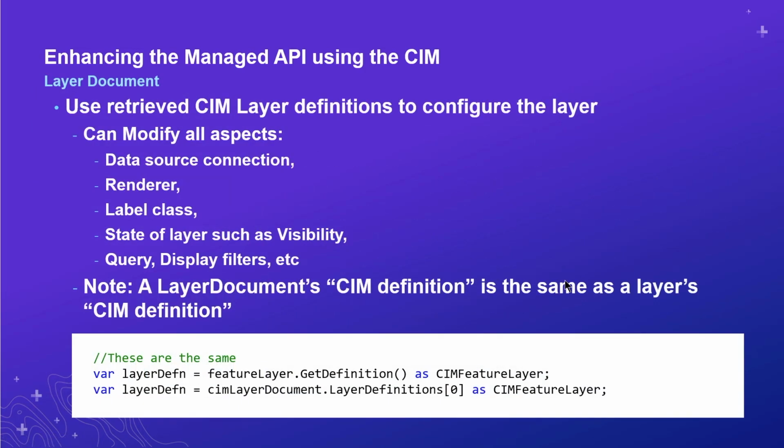So as I just mentioned in the previous slide, the SIM layer definition retrieved from the layer document is used to configure various aspects of the layers, such as your renderer, label classes, visibility, filters, etc. But the important point that I want to highlight here is the layer document's SIM layer definition is exactly the same as the layer's SIM definition that we looked at in the previous section. So this is the point that I want to make, illustrated in this code snippet here.